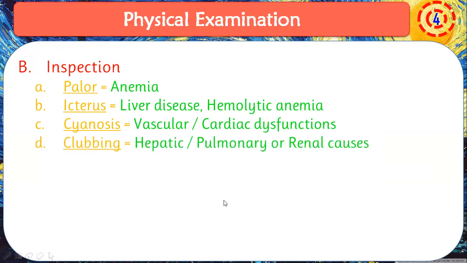And also we can see clubbing. If there's presence of clubbing, then we have to consider hepatic, pulmonary, or renal causes. Though you might think that renal causes are not much important as a cause for dyspnea, renal causes lead to uremia, and uremia leads to a central stimulation, leading to a sensation of dyspnea. So that can be a cause.